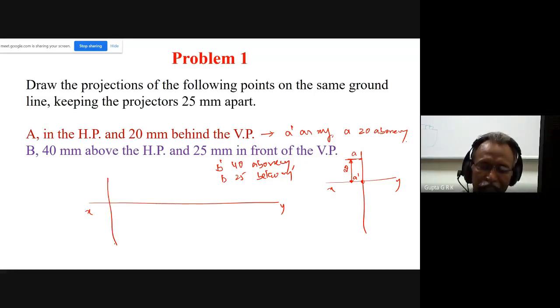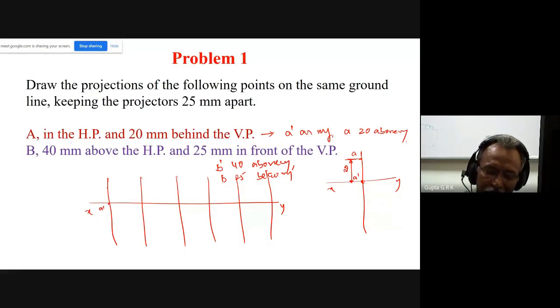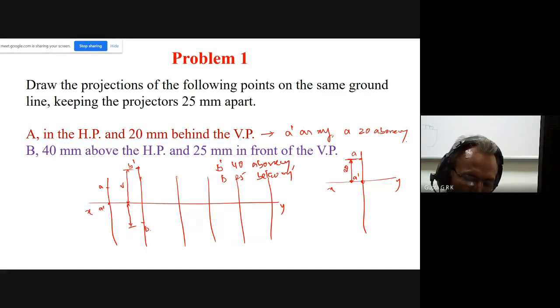So this is for point A, and leave 25 mm between projectors. This is B, C, D, E, F like this. First I have already put A dash and A here. For B, B dash is 40 above, so I put B dash here and B 25 below. So B here. I have to show both the dimensions, so I write 40 here and 25 here. I am drawing roughly, but you have to draw in a neat way.